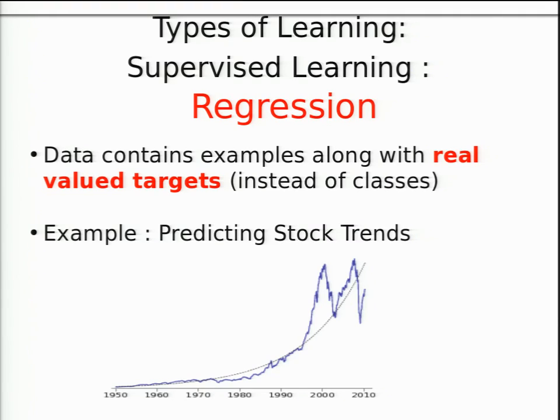Okay, so in regression, the data again consists of examples along with some real value targets instead of class labels. Right? So as an example, suppose you want to predict stock trends. So I observe the value of a stock price from say 1950 to 2010, and I want to predict what the value of that stock would be the day after that. So the stock price is a real valued quantity, right? So basically it could be 500.8 or 1000.2. I cannot say it's one of several classes. So this is an example of a regression problem.